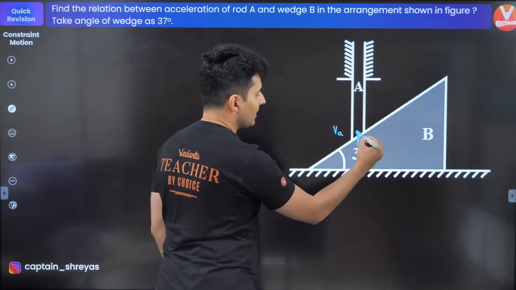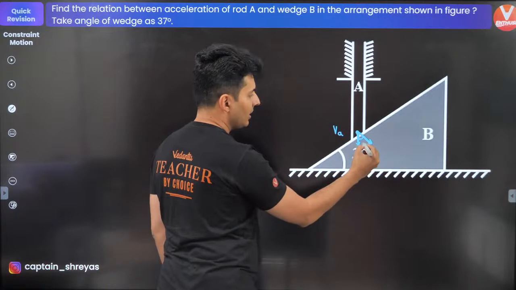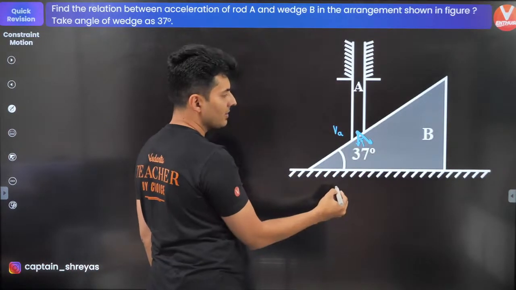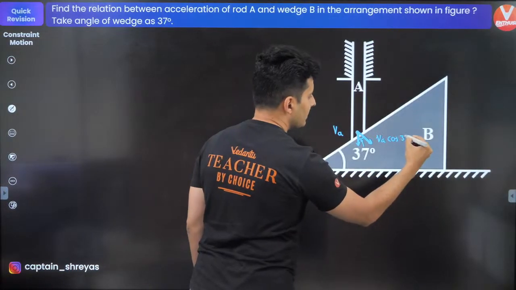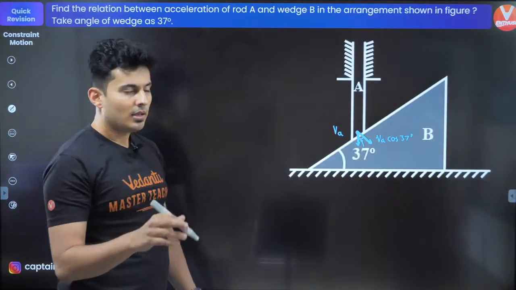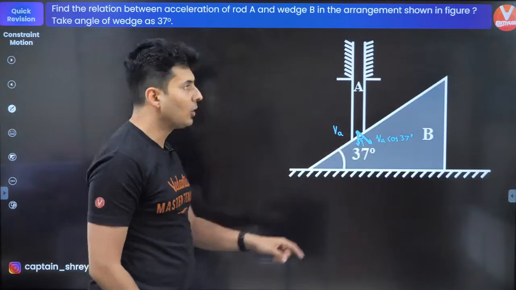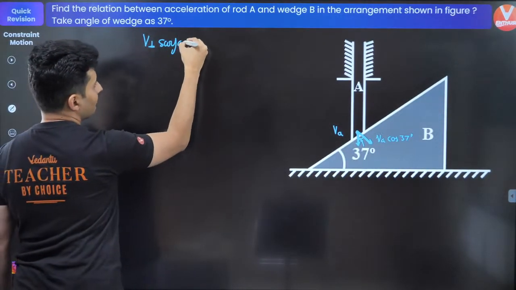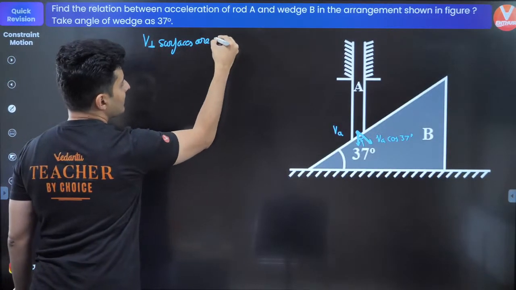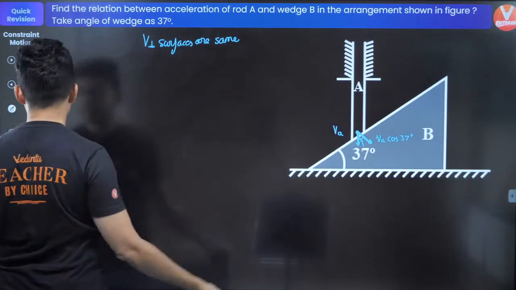If this is 37, even this is 37, correct? Even this angle will be 37 degrees. So this will be VA cos 37 degrees. I need to only check the perpendicular components. Remember, V perpendicular to the surfaces are the same. That's what the logic says.